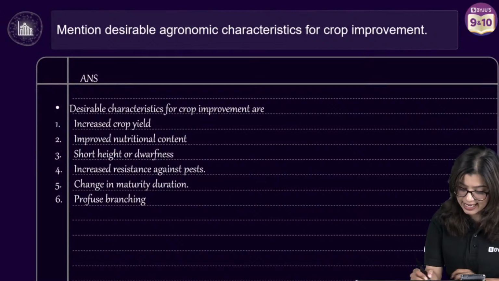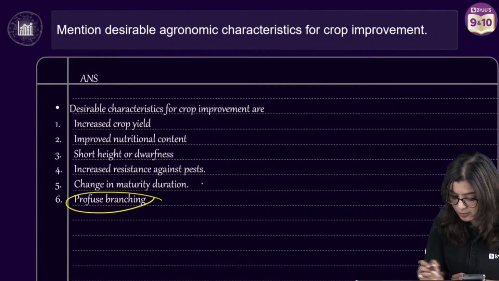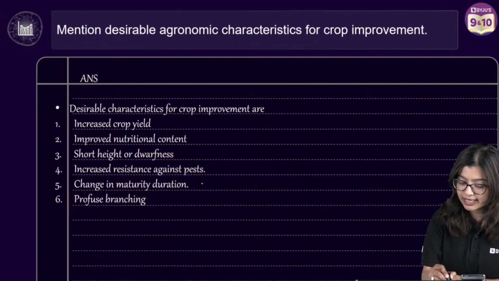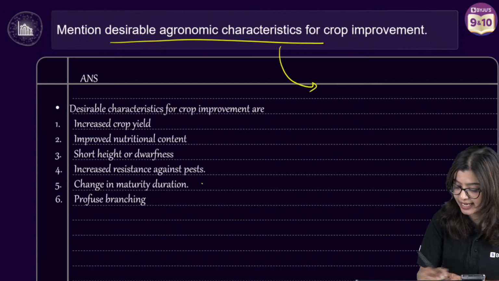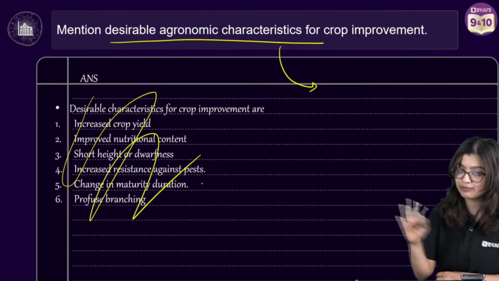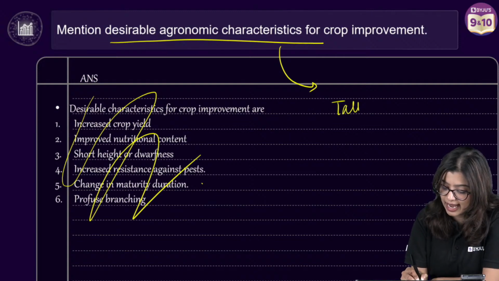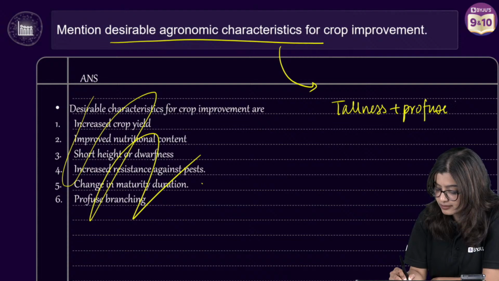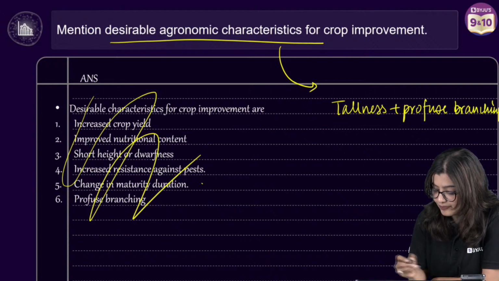So in this case, as you see, profuse branching. These are all desirable characteristics for crop improvement, but they are asking you for agronomic traits. So this I would say is something we can ignore, and you can write the answer as tallness and profuse branching. For what? In fodder crops.